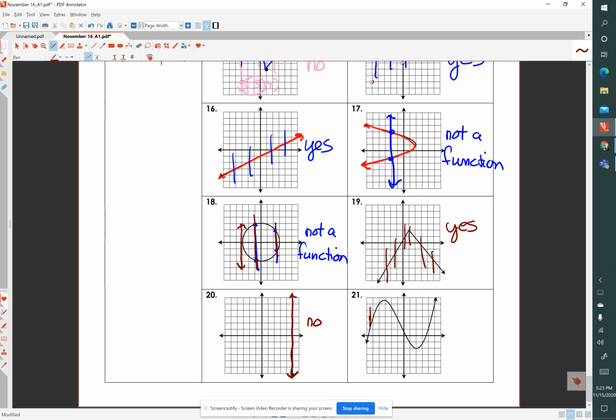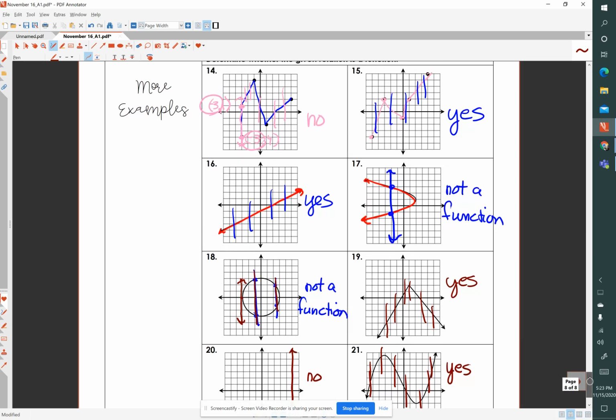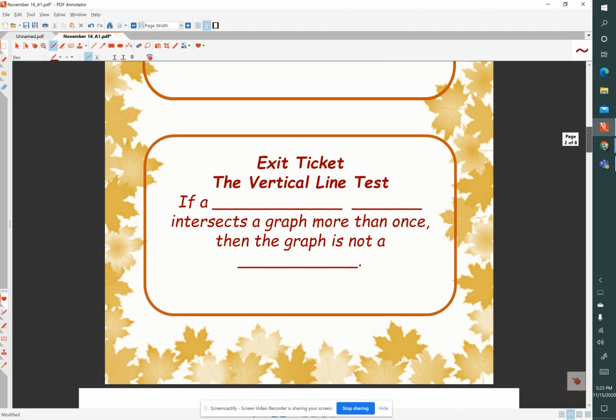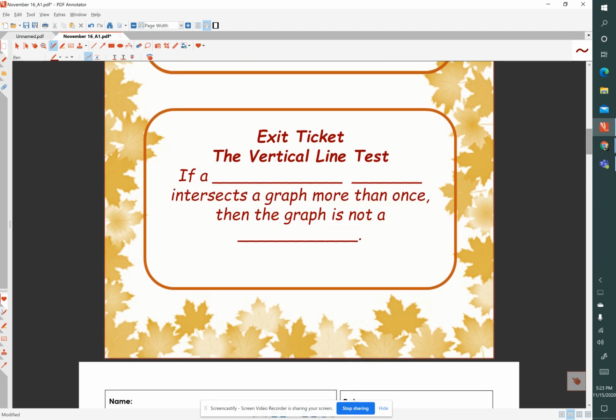But number 21, we can pass that vertical line through any point on the graph, and we will only cross the graph at one point. So that is a function. So you've worked pretty hard today. Let's go way back to our exit ticket. Okay, this is the vertical line test. So that was our first clue, the vertical line test. If a vertical line intersects a graph more than once at any one place, folks, not just the tip of a circle, then the graph is not a function.